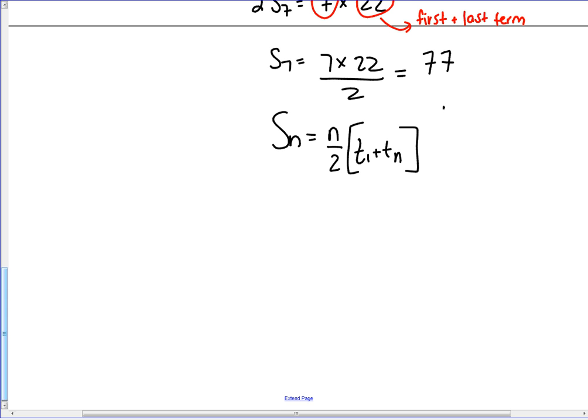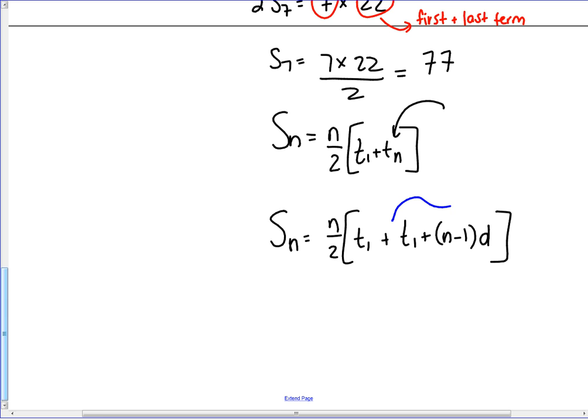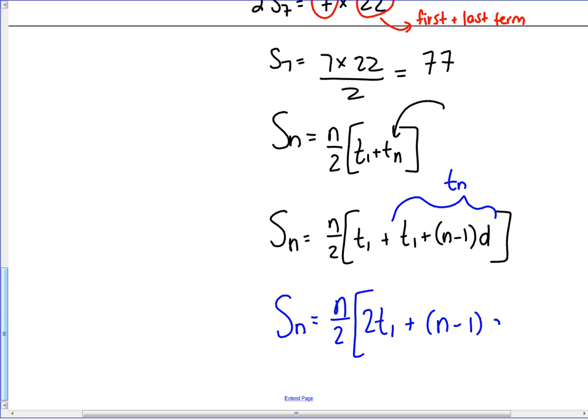Do we have a formula for T of n? Yeah, what is it? It's T1 plus n minus 1 times d. Okay, this here is the formula for T of n. So if I add T1 plus T1, can we simplify that? 2 T1s plus n minus 1 times d.